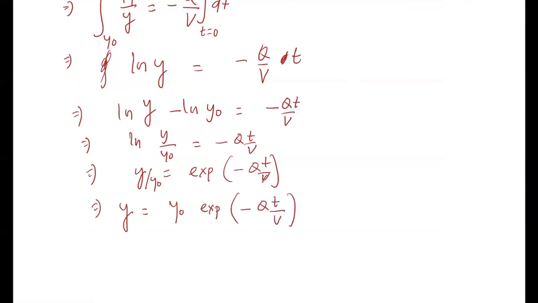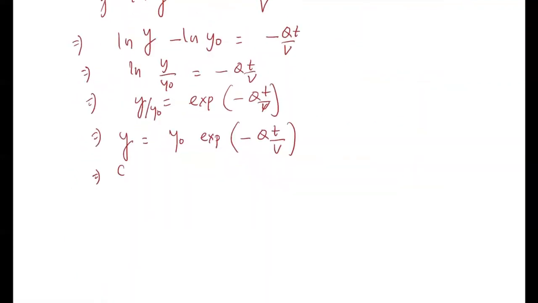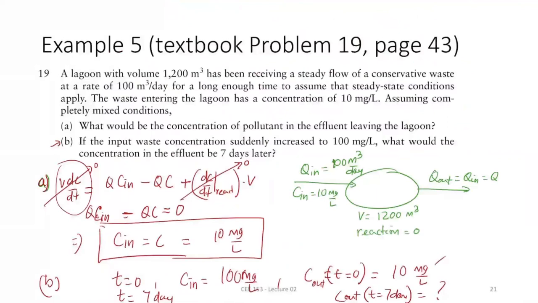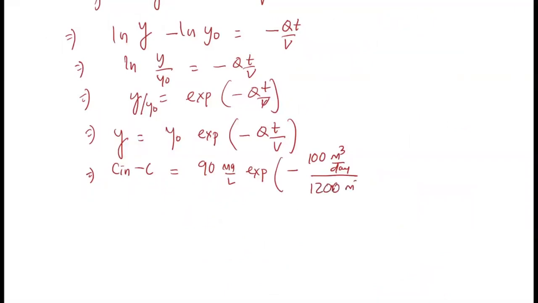Let's write that again, converting back to the actual equation. Y, as I said, is C in minus C. So C in minus C: Y zero is given as 90 milligram per liter, then exponential of minus Q. What's the number? Q is 100 meter cube per day. The volume is 1200 meter cube, times T of 7 days. Meter cube cancels, day cancels, so that is just a number, 700 over 1200.